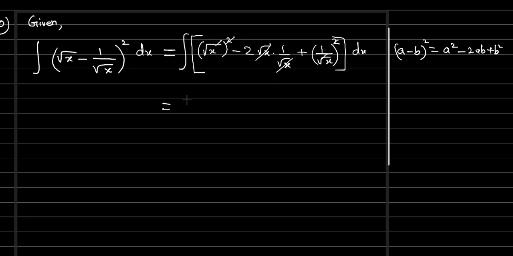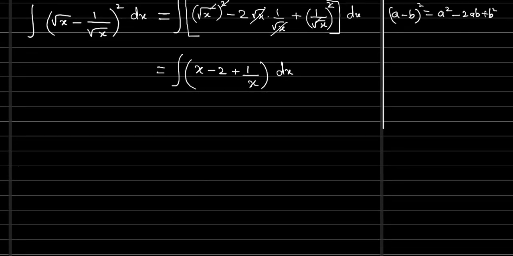So what are the leftover terms? Integral of x minus 2 plus 1 by x. Here 1 square is value 1, and the square is common for both, so I am not going to put the square here. The square and root cancel, so in the denominator you will have only x, not root x. So the given function, using the a minus b whole square formula, we changed to this.